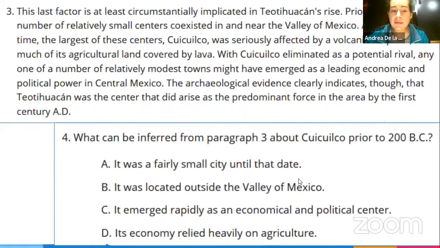How do you know that you have an inference question, that you're dealing with one? Because you will have the words inferred, suggested, or implied. Whenever you have one of those three words, inferred, suggested, or implied, you know you're dealing with an inference question, okay?